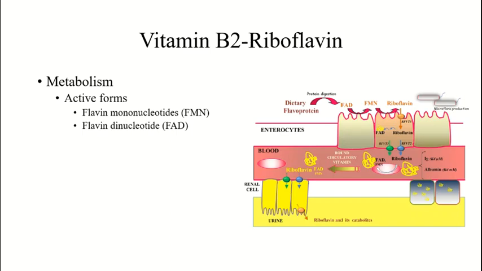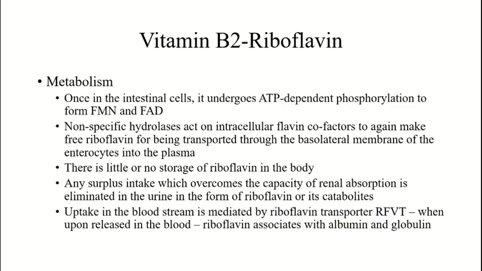Once in the intestinal cell, it undergoes ATP-dependent phosphorylation to form FMN, most of which is further converted to FAD. All right, free riboflavin is available for being transported through the basolateral membrane of the enterocyte into the plasma. Now, there is little or no storage of riboflavin in the body. Any surplus intake which overcomes the capacity of renal absorption is eliminated in the urine in the form of riboflavin.